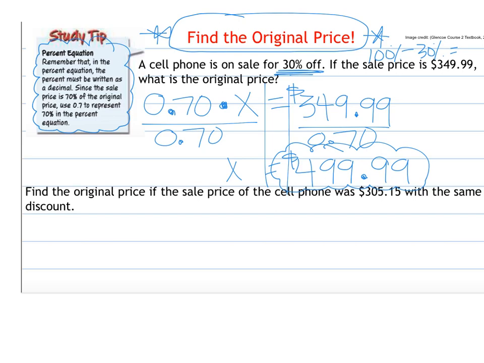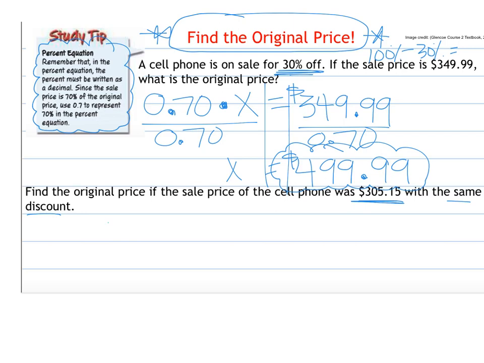So if I just check that really quick and I do 499.99 times 0.7, because remember we're paying 70% of it, I get $349.99. Okay, let's do another one. Find the original price if the sale price of the cell phone was $305.15 with the same discount. Why don't you pause me and try this one on your own and see if you get the answer yourself.